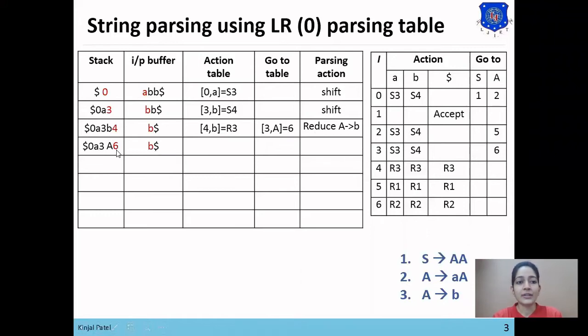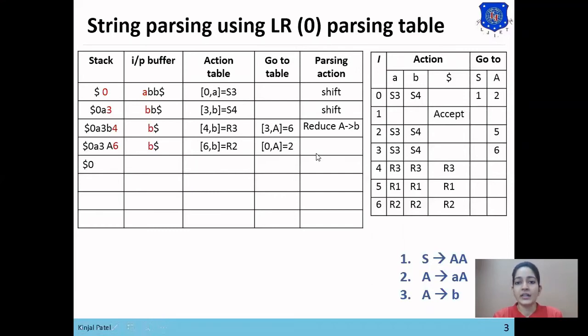Now we'll check for the value 6 on B in the parsing table. 6 on B has value R2. So again a reduce action will be performed. 6 on B equals R2. So a reduce action will be performed. But now R2 means our second production, which is A derives AA.